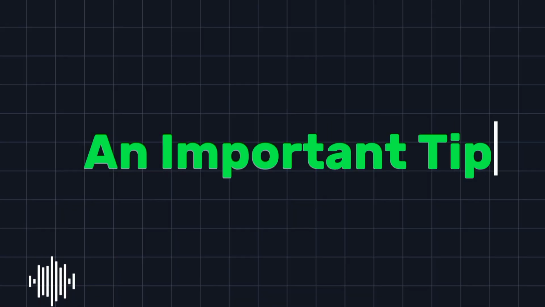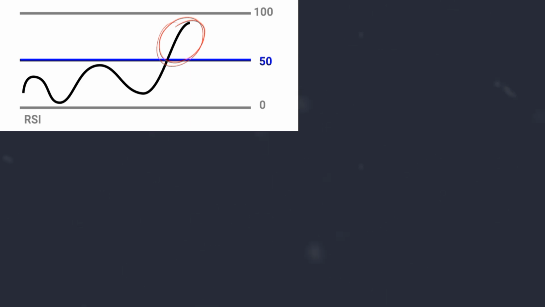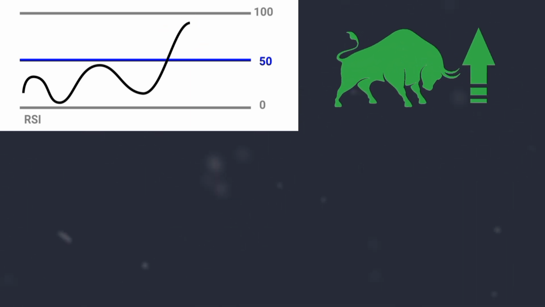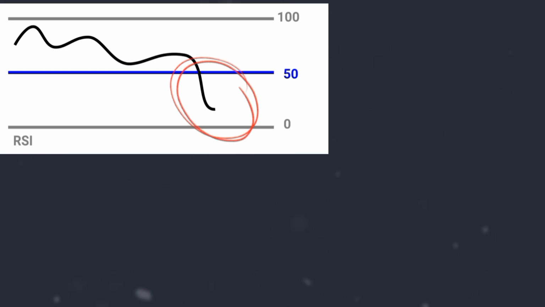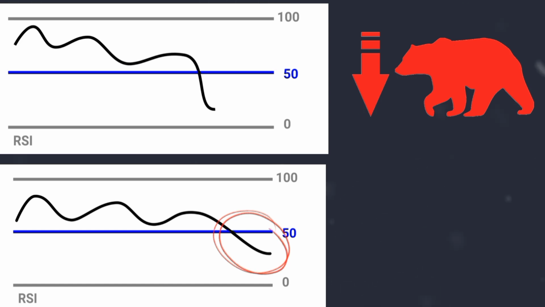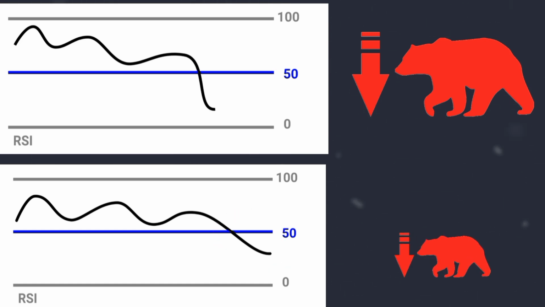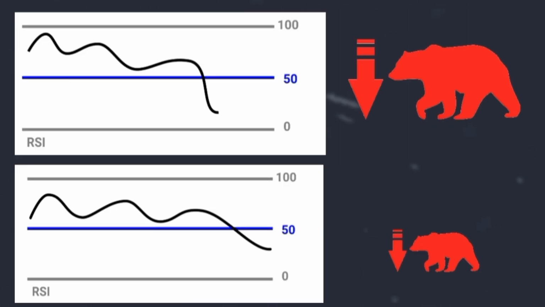An important tip. Pay attention to the slope of the RSI when it crosses the 50 level. A steep slope during an upward breakout indicates strong bullish momentum, while a gradual slope suggests weaker bullish momentum. Similarly, a steep slope during a downward breakout signals strong bearish momentum, whereas a gradual slope indicates weaker bearish pressure. Understanding these nuances can help you better assess the strength of the trend and adjust your trading strategy accordingly.